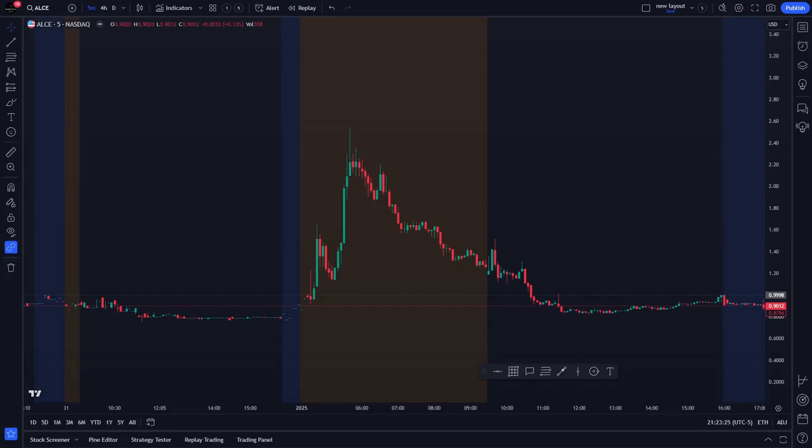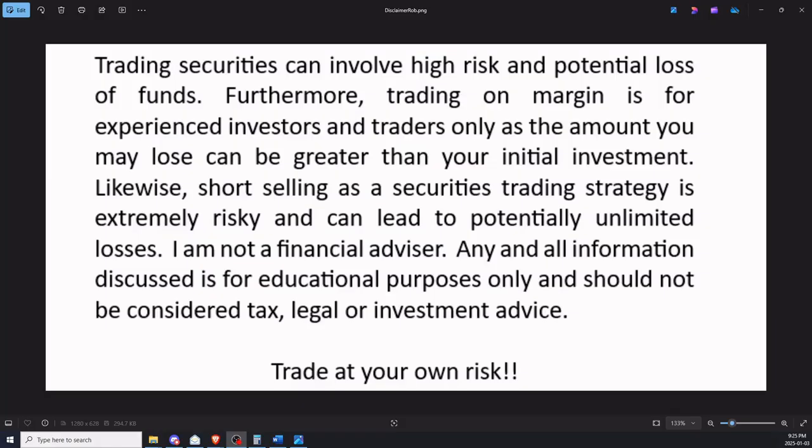Before we get started, here's the disclaimer. Trading securities can involve high risk and potential loss of funds. Furthermore, trading on margin is for experienced investors and traders only, as the amount you may lose can be greater than your initial investment. Likewise, short selling as a securities trading strategy is extremely risky and can lead to potentially unlimited losses. I am not a financial advisor. Any and all information discussed is for educational purposes only and should not be considered tax, legal, or investment advice. Trade at your own risk.